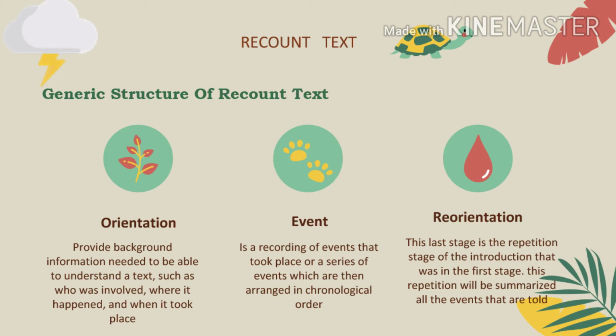1. Orientation. Provide background information needed to be able to understand a text, such as who was involved, where it happened, and when it took place. 2. Event is a recording of events that took place or a series of events which are then arranged in a chronological order. 3. Reorientation. This last stage is the repetition of the introduction that was in the first stage. This repetition will summarize all the events that are told.